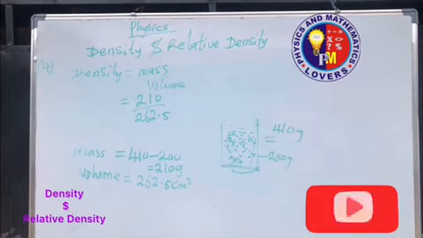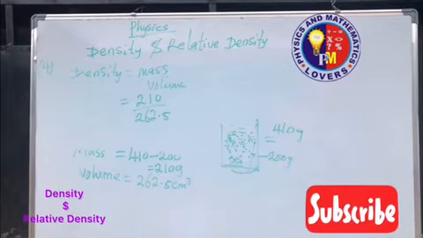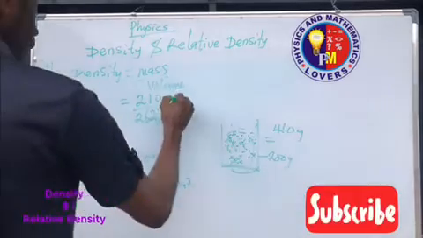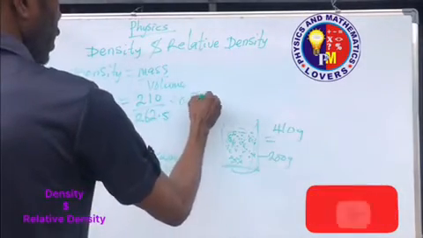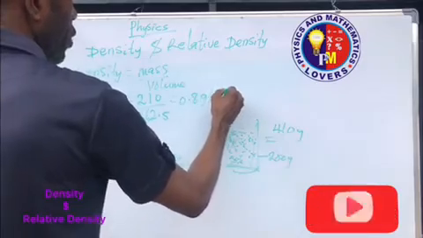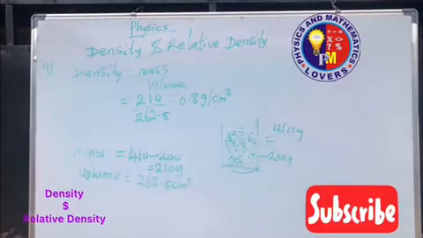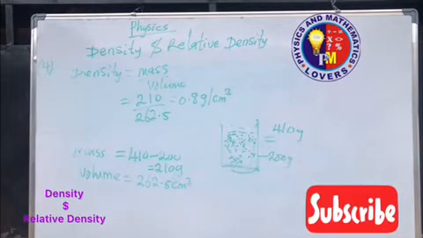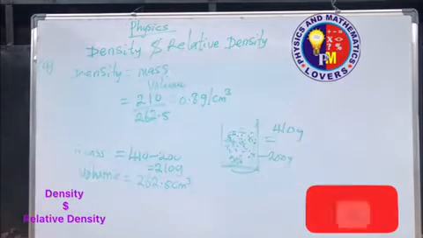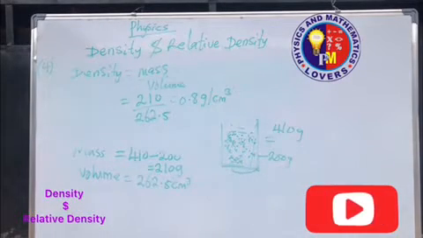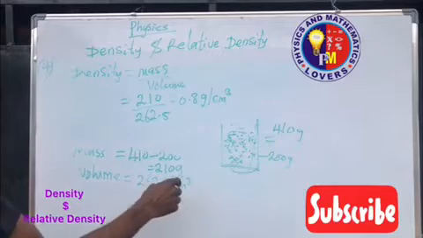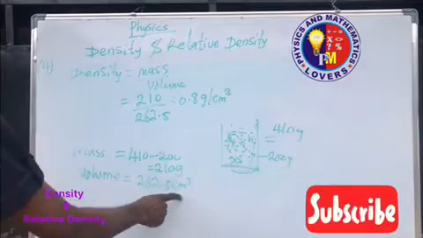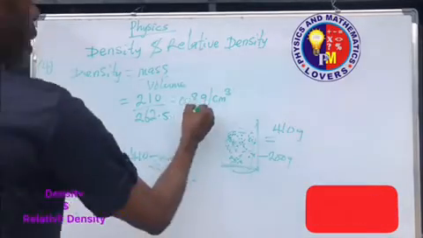Now let's punch our calculator and get the answer without wasting much time. 210 divided by 262.5 gives us 0.8 gram per centimeter cube. Do not forget, this is gram per centimeter cube. If you want to convert, you multiply and divide by 100 raised to power 3. But we are not converting, we leave the answer like this, since the mass is in gram and the volume is already in centimeter cube.